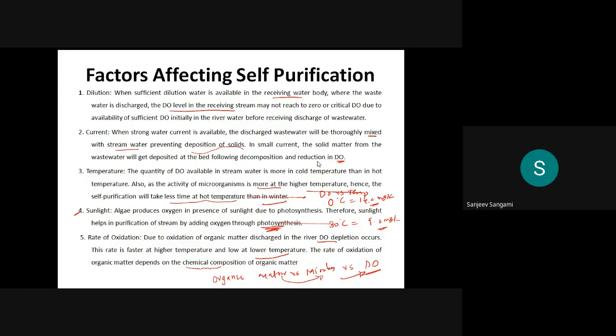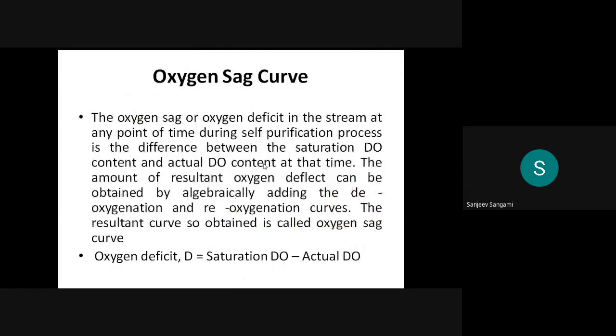In the previous class, we were discussing some of the factors which affect the self-purification process, like dilution, current, temperature, sunlight, and the rate of oxidation. So then, this is the oxygen sag. This is very important from the examination point of view. Maybe they may ask for 10 marks.